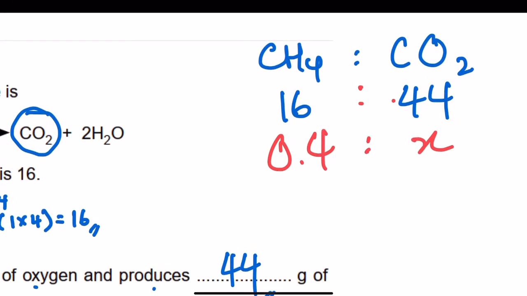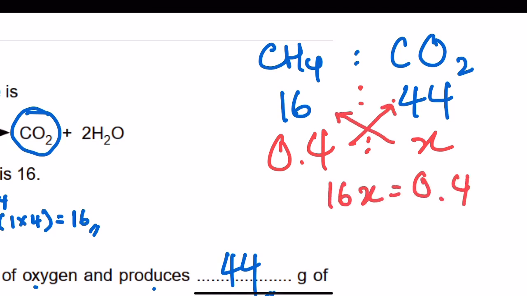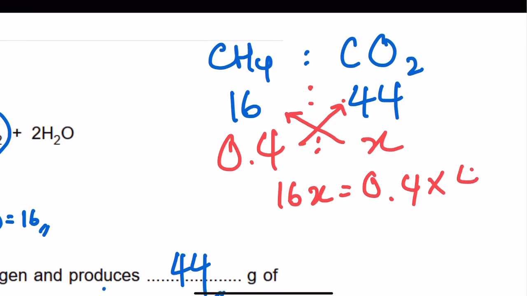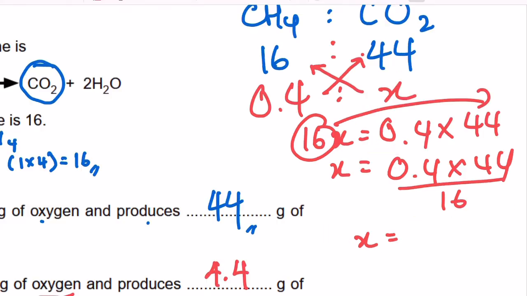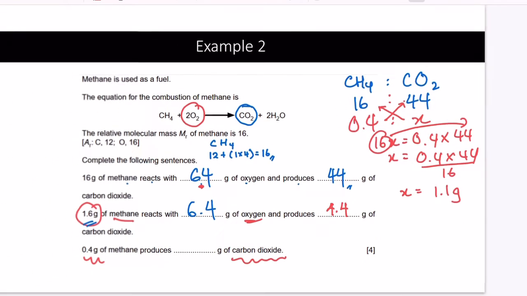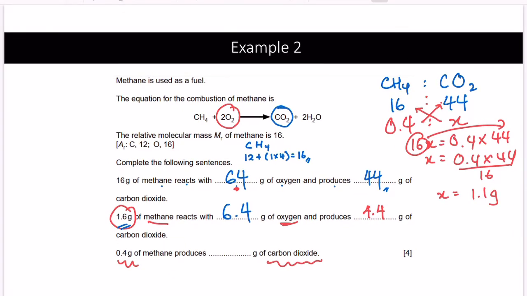So next we cross multiply. 16x is equal to 0.4 times 44. Then 16 bring to other side as usual. So you need to calculate. Then you should get 1.1 gram. So what does this mean? 0.4 gram of methane will produce 1.1 gram of carbon dioxide.